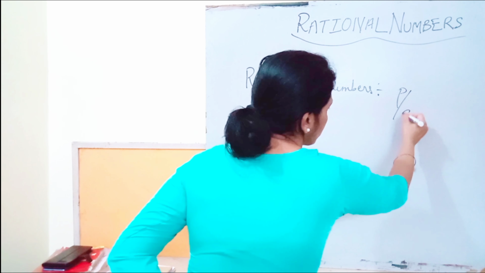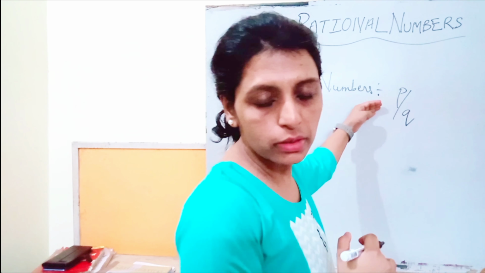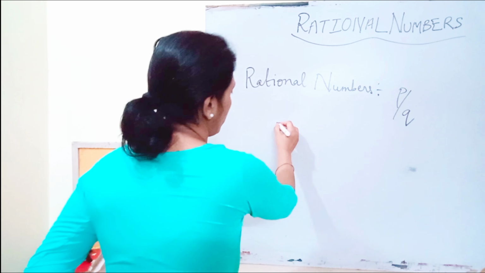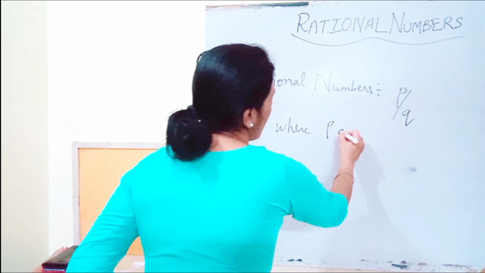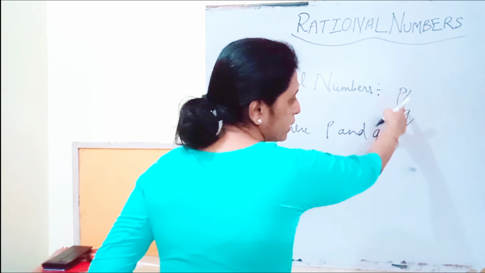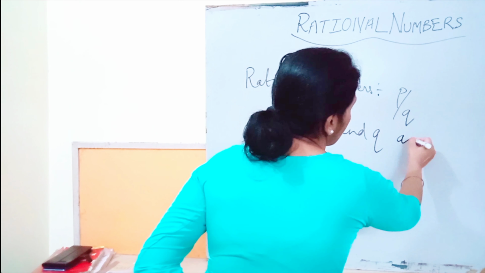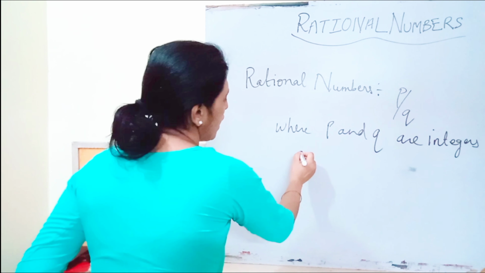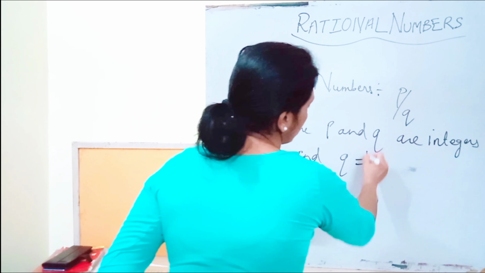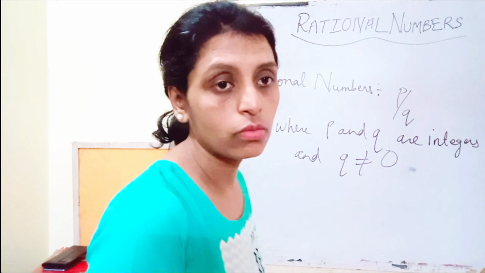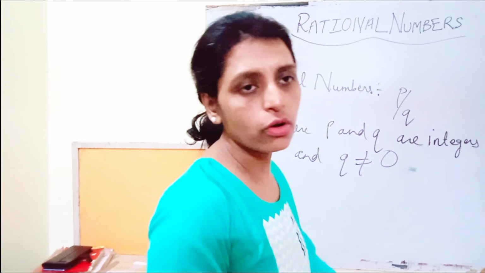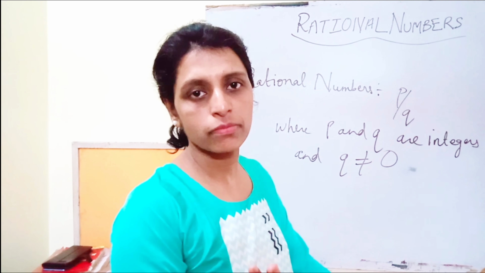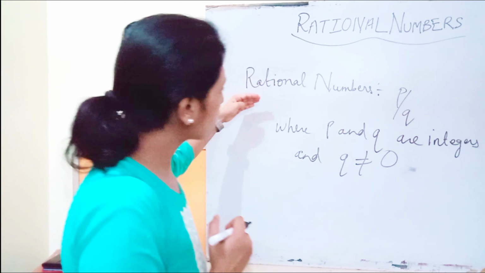Okay? Rational numbers means any number that can be expressed in the form of P by Q, where P and Q, the numerator and denominator, are integers. They should be integers. Okay? And the denominator Q should not be equal to 0, because if the denominator is 0, it is not defined, it is infinite.